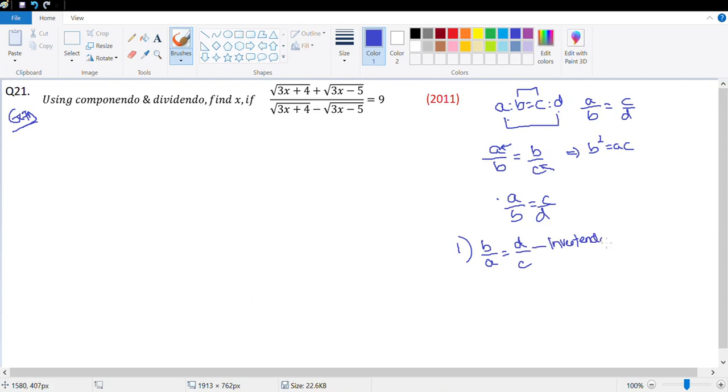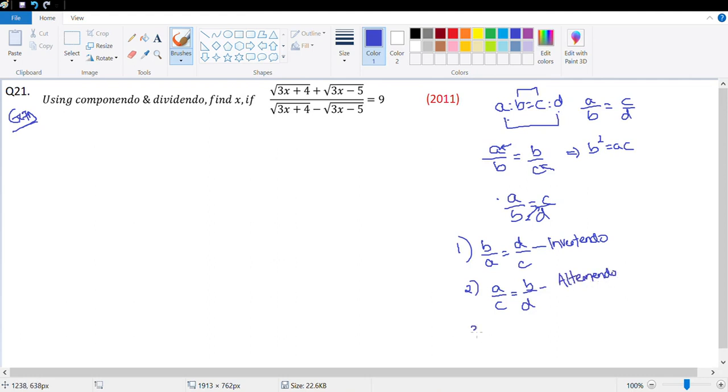Next that we did was alternando, which means you substitute the numerator of one to the denominator of the other, or the denominator of one to the numerator of the other. So this becomes A upon C is equal to B upon D. This was alternando, which means alternate.